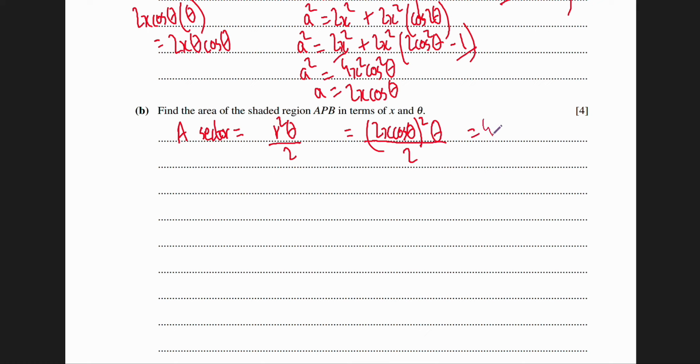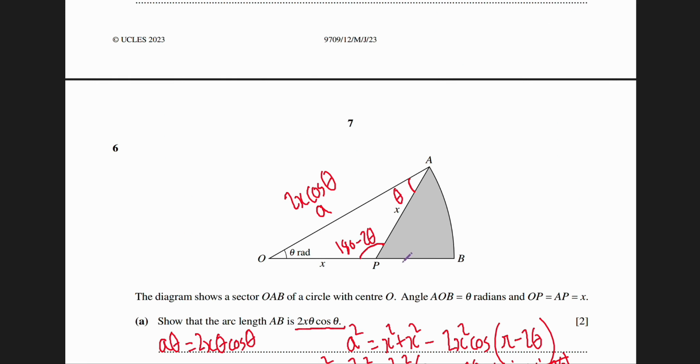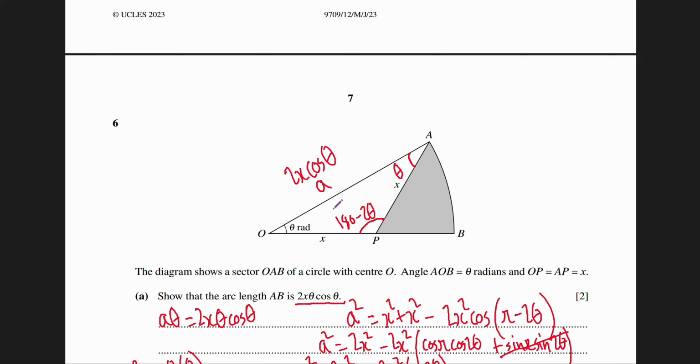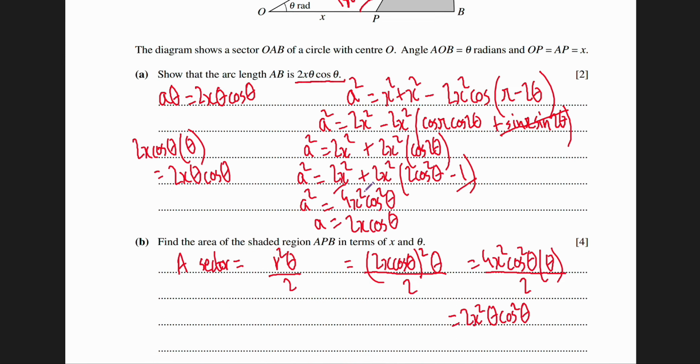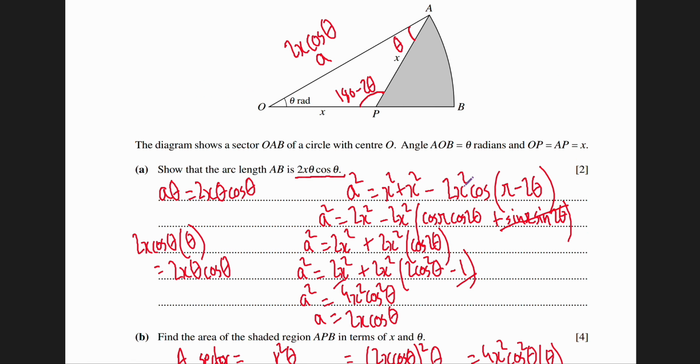That is equal to 4x squared cos squared theta times theta divided by 2, which is equal to 2x squared times theta cos squared theta. So that's the area of the whole sector right here. Right now we're just working in theta and x. We're not using numbers for the radius and another number for radians right here. So now we have the area of the sector, and now we need to find the area of the triangle.